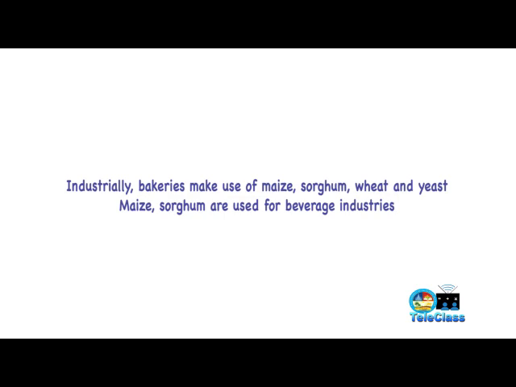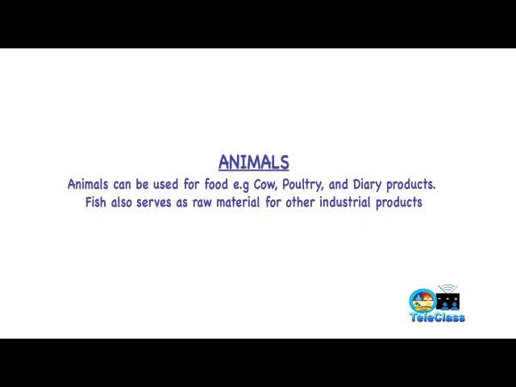Now let's look at what we can get from animal. We also have some resources from animal. First, we can use animal for food. Like we have our cow, we have our poultry, we have our dairy products. We also have fish. All these are resources that can either be used for food or for industrial purposes. They serve as raw material for other industrial products.